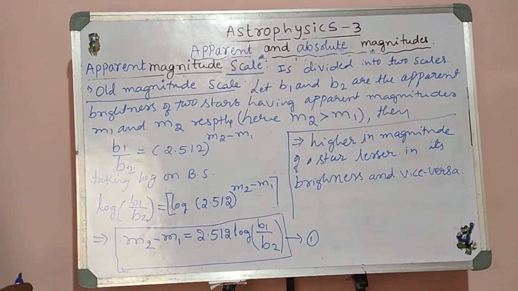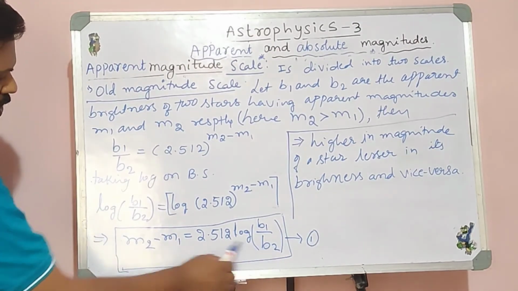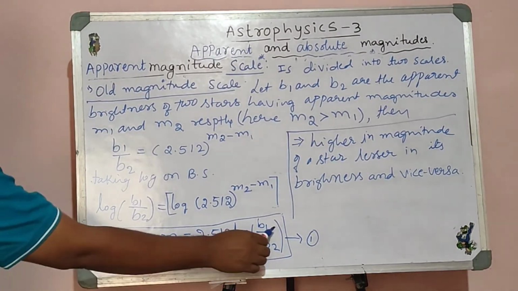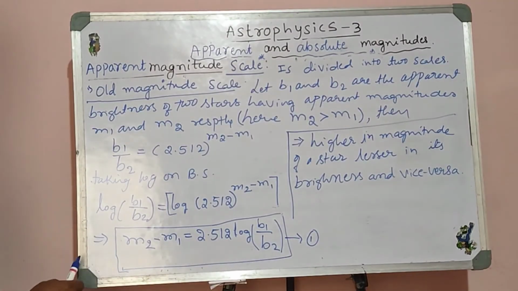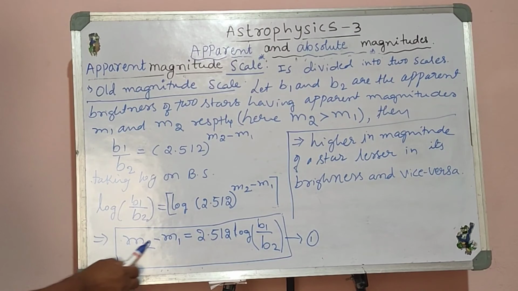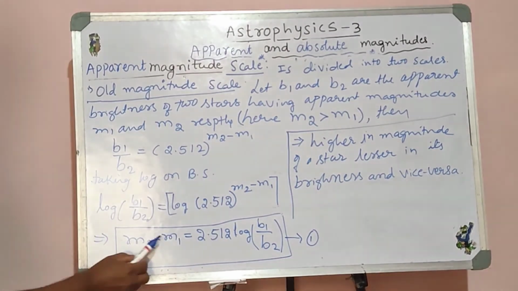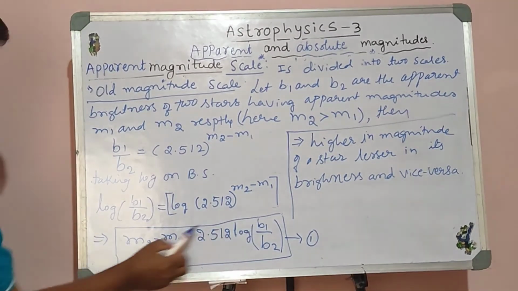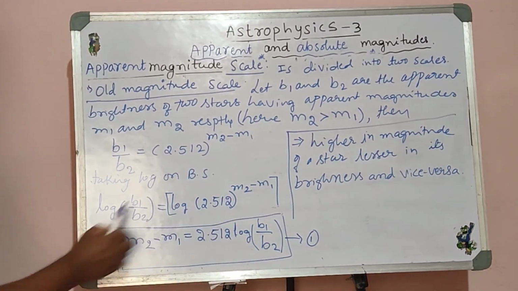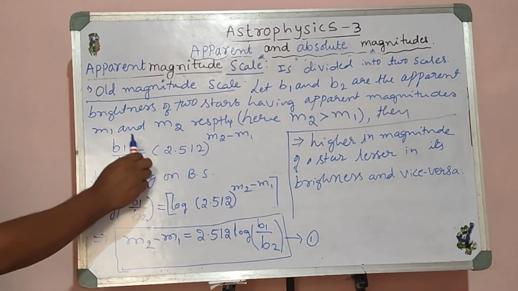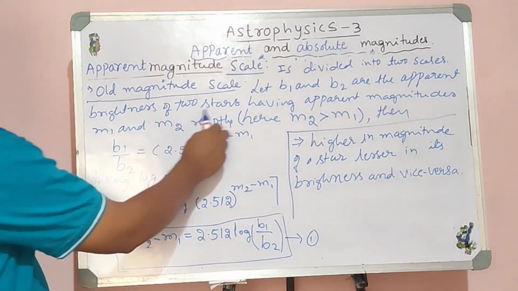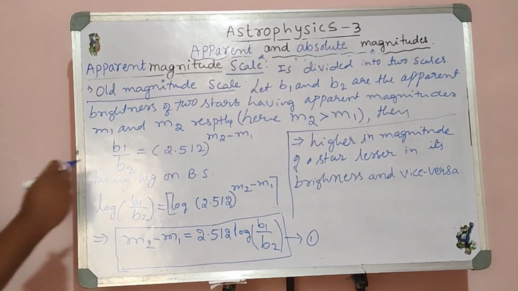Equation number 1 says that, look here, M2 and B2, M1 and B1, with a minus sign here. This equation says that higher the magnitude of a star, lesser the brightness; higher the brightness, lesser the magnitude. From this equation we can say that if a star has a higher magnitude, then its brightness is very less, and vice versa. This is about the old magnitude scale. Now let us discuss the absolute magnitude scale.